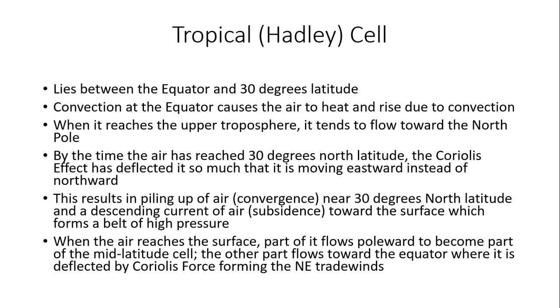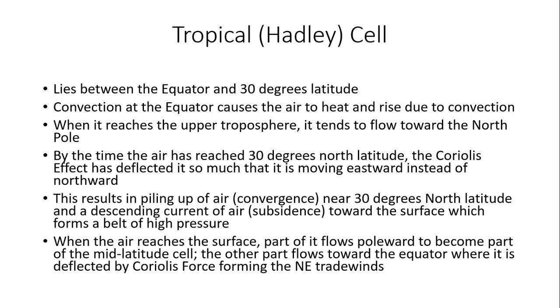So by the time the air has reached 30 degrees north latitude, the Coriolis effect has now deflected that wind so much that it's actually moving eastward instead of northward. And this is going to result in a piling up of air, upper level convergence at 30 degrees north latitude, and a descending current of air.